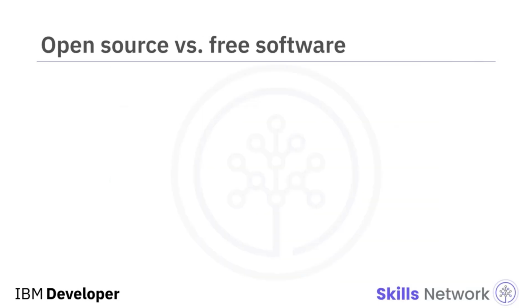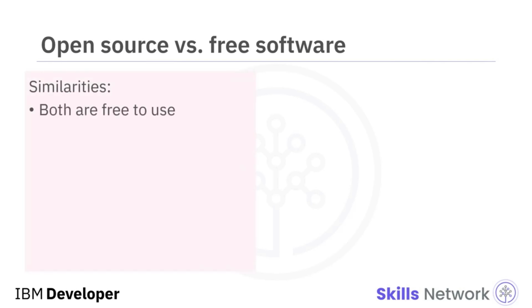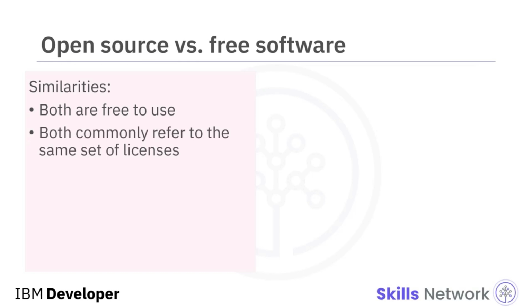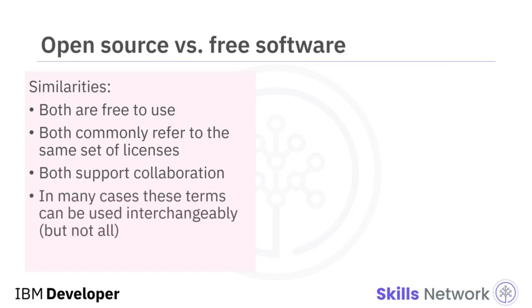Now, Python is open source, while R is free software. Let us compare the open source and free software. The similarities are that both are free to use. Both commonly refer to the same set of licenses. For example, many open source projects use the General Public License, or GNU. Both support collaboration, and in many cases, these terms can be used interchangeably, but not all.